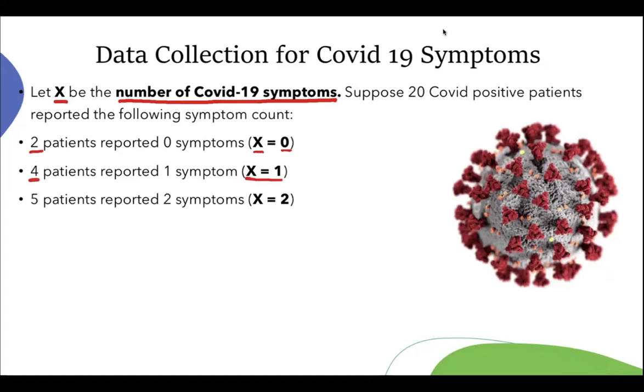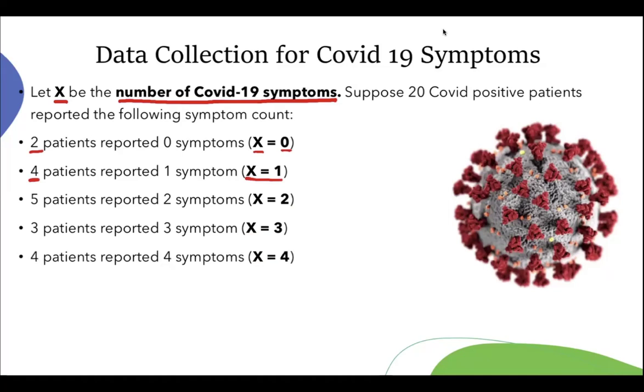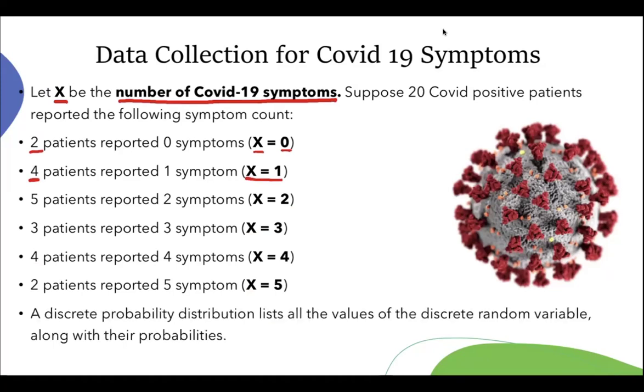5 patients reported 2 symptoms. That's when X is 2. 3 patients reported 3 symptoms. That's when X is 3. 4 patients reported 4 symptoms when X is 4. 2 patients reported 5 symptoms when X is 5. Okay, so we are up to a total of 5 symptoms. So we are restricted in this example to between 0 and 5 symptoms.